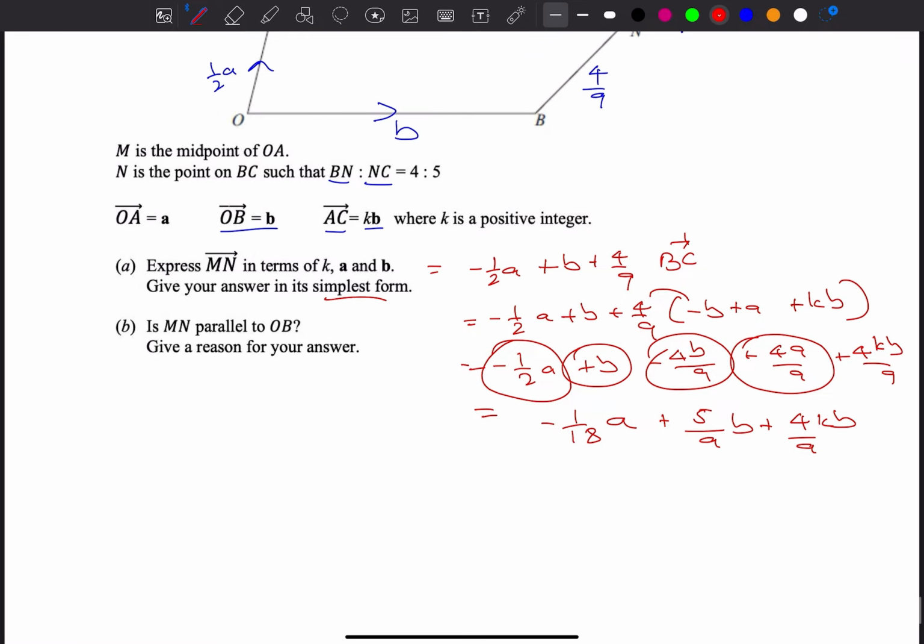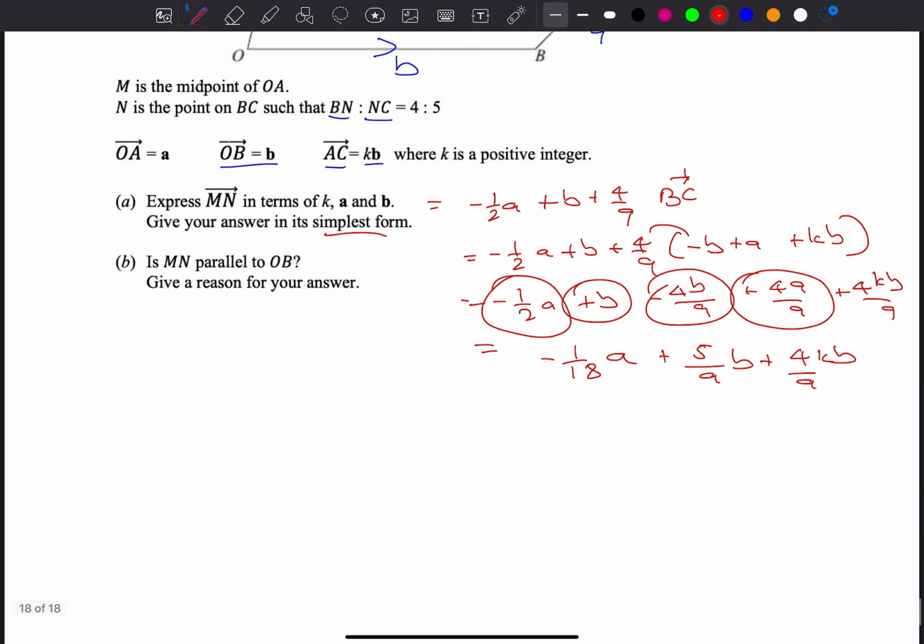Give your answer in simplest form. That's probably simplest. You could take a common factor. This is literally done, but you know what you can take common? You can take 1 over 18 outside. If you take 1 over 18, what do you have then? Minus a plus 5 over 9 divided by 1 over 18. 1 over 18 means it's twice in the 9, so it's 5 times twice, that's 10b plus 8kb.